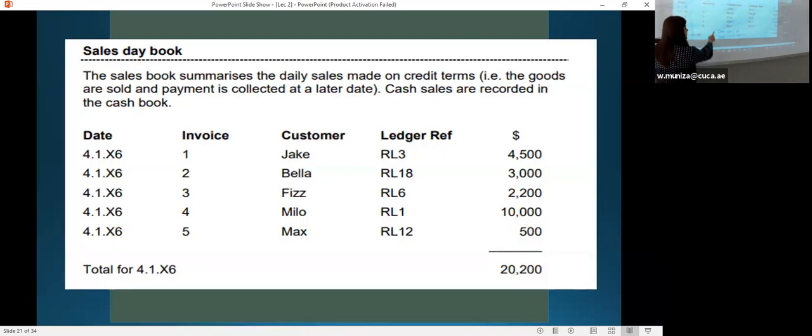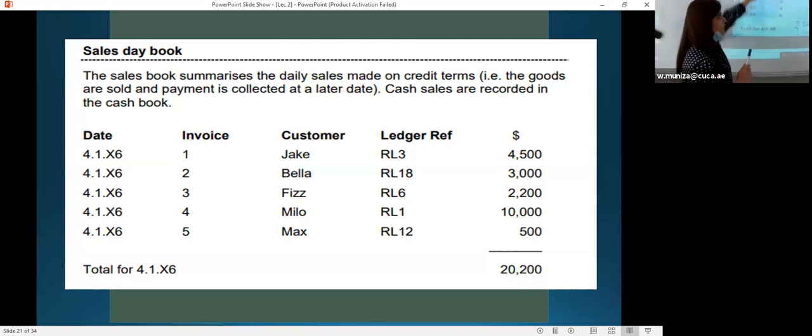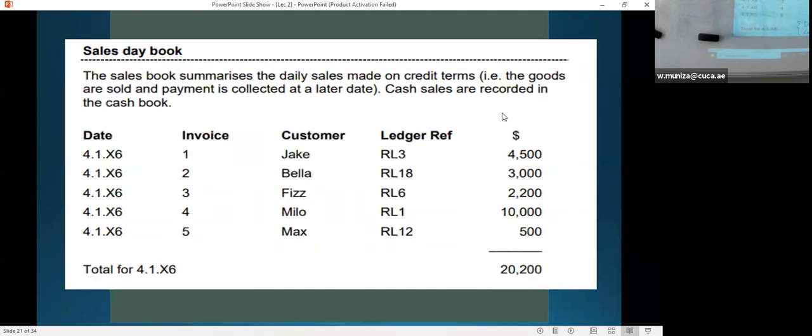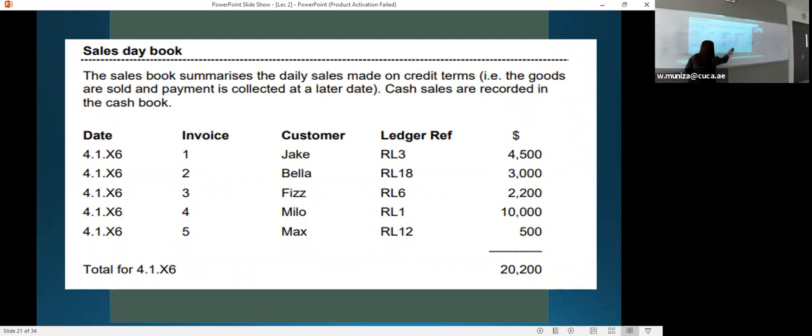Every transaction is bringing this impact, but we maintain the first 6 books in this manner. Got it? Sales day book, purchases day book. If you can see, purchases day book, sales and purchases returns day book, cash book and petty cash book. What is happening in the sales day book, students?